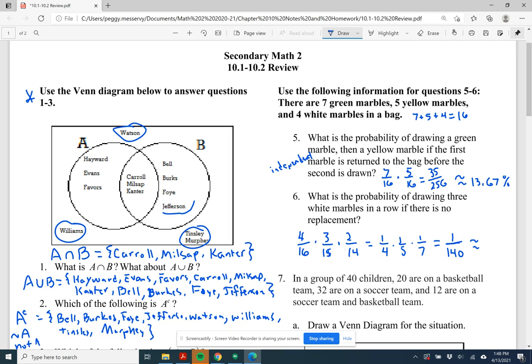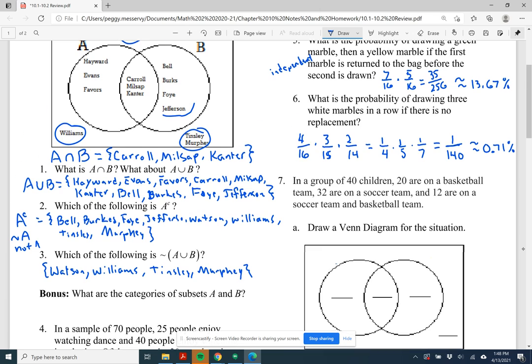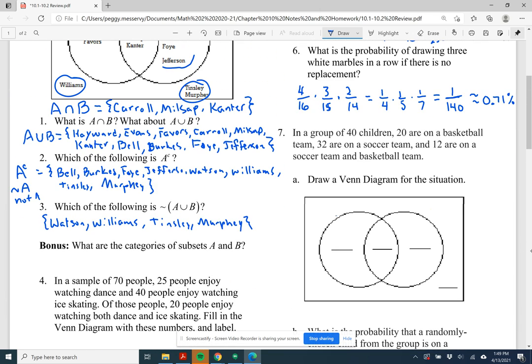and that's 0.007142, and on it goes. We're going to round that to 2 decimal places as a percent. It's 0.71%, so under 1%. All right, let's look at problem number 7.